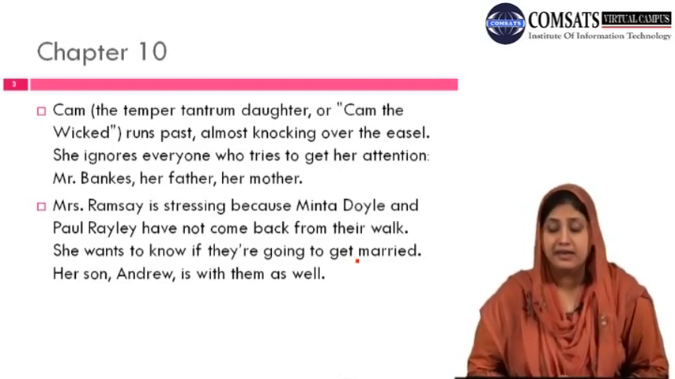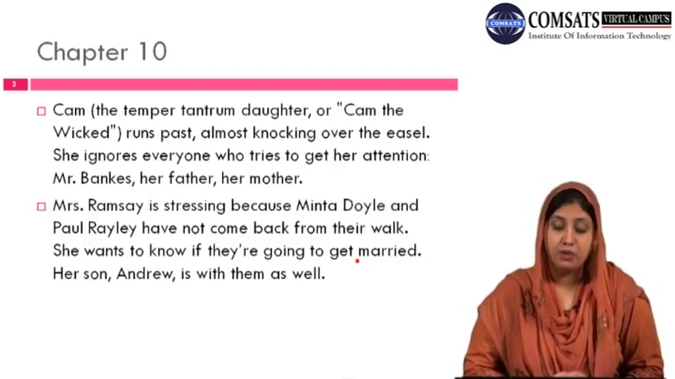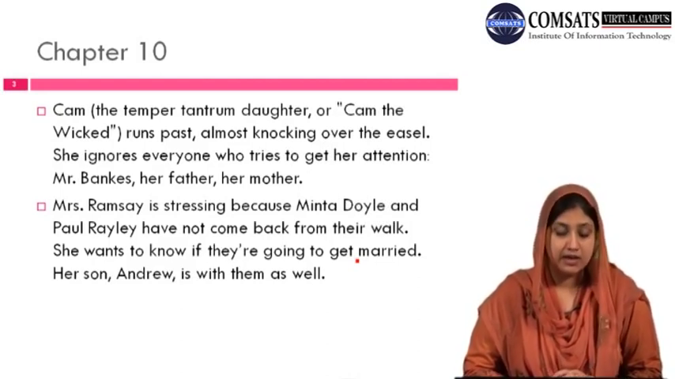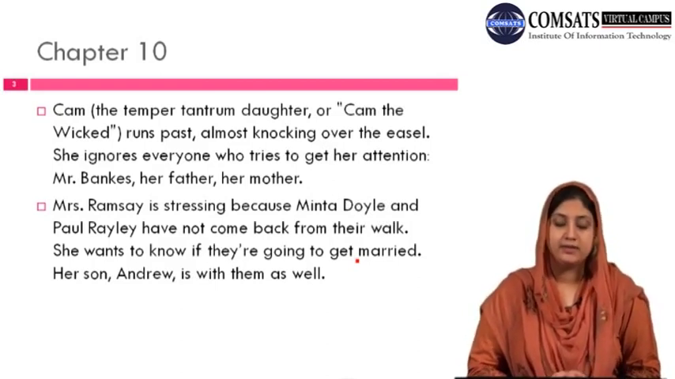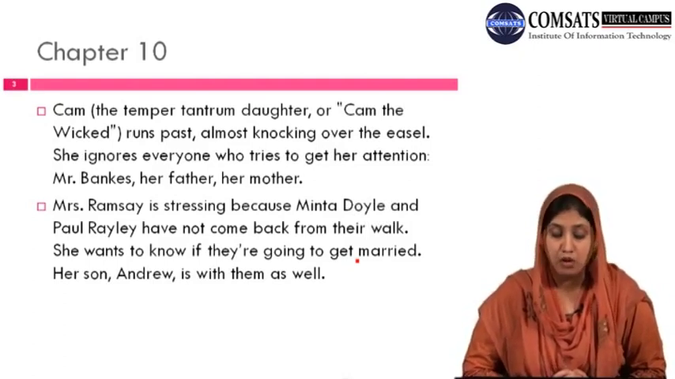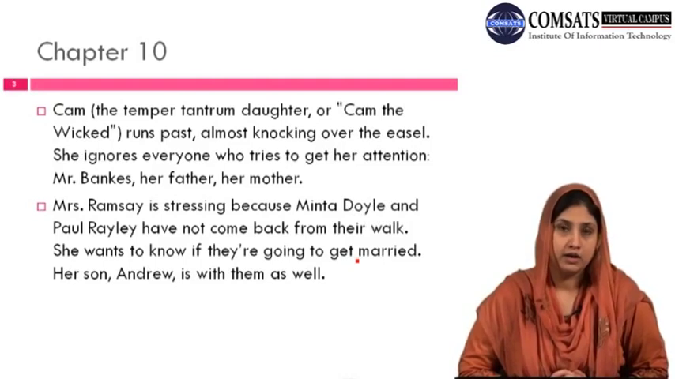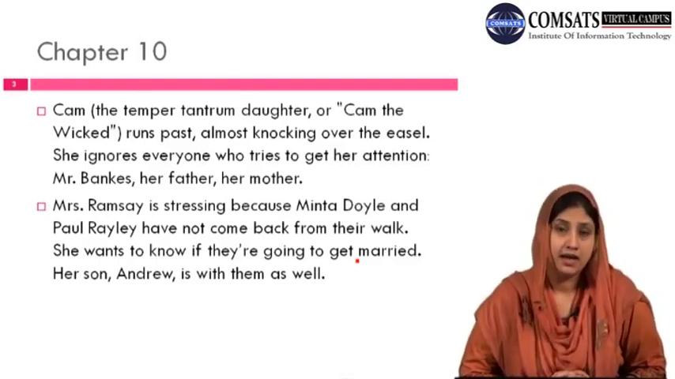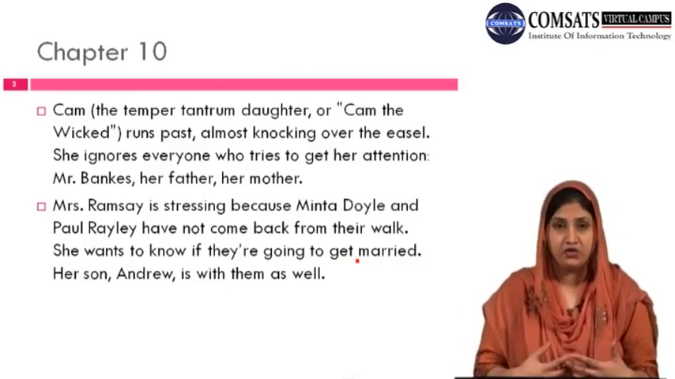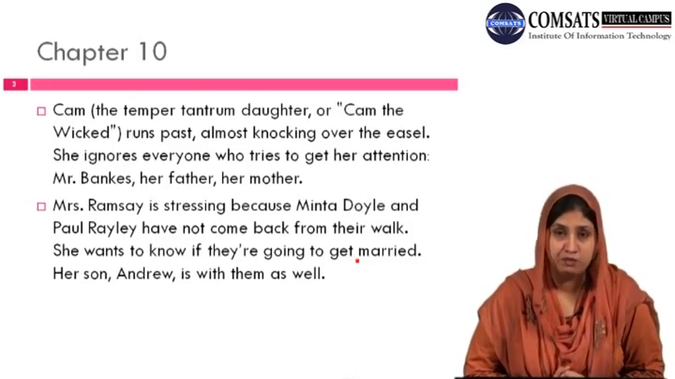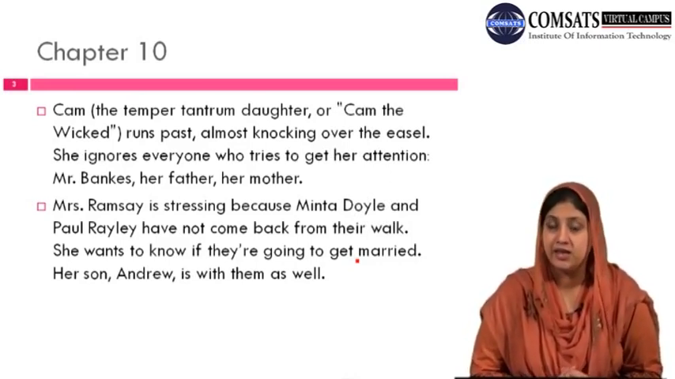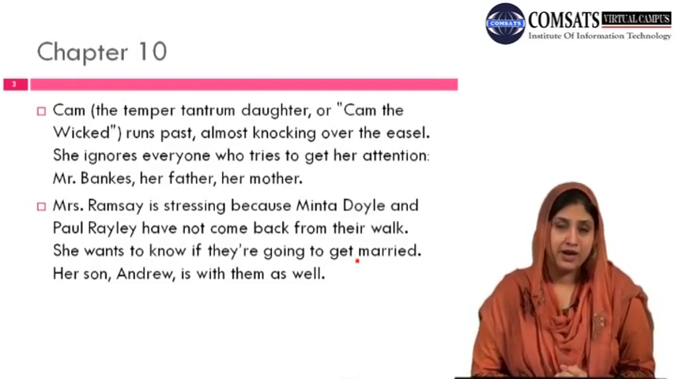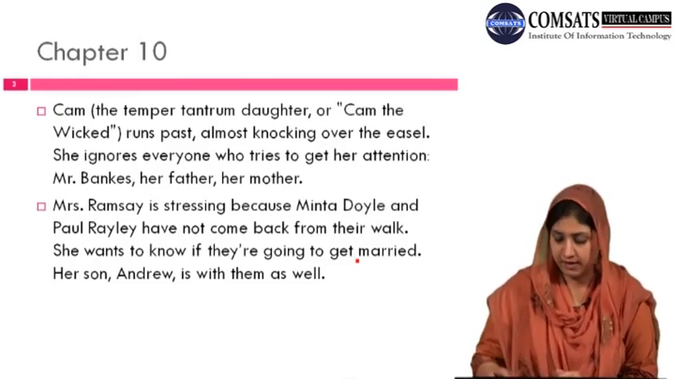So what happens is that Mrs. Ramsay is stressing because Minta Doyle and Paul Raleigh have not come back from their walk so far, and she wants to know if they are going to get married. Her son Andrew is with them as well. So we have another suitor here, Paul, who wants to marry Minta. And they both are taking a stroll outside to see if they can propose to each other. Primarily the men in that age, the 20th century, had this responsibility of proposing. So Mrs. Ramsay is worried and rather anxious and wants to know whether her girl gets proposed to or not. And she knows that her son Andrew is with the couple as well.